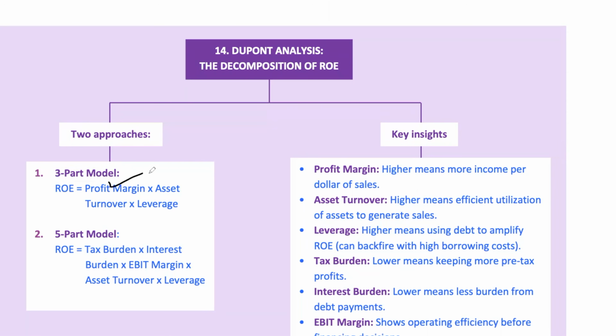1. Net profit margin, which means profitability. 2. Total asset turnover, efficiency in using assets. 3. Leverage, use of debt to finance assets. Now, we can extend this to a 5-component formula to get even deeper insights.